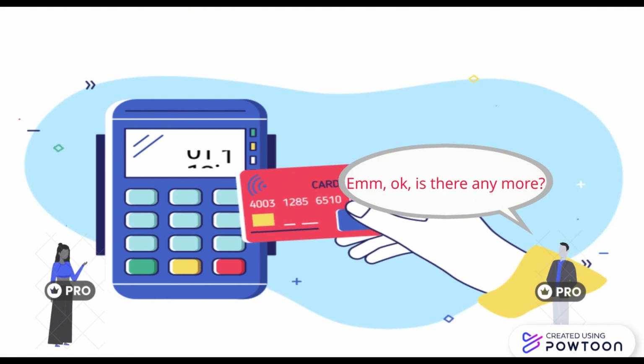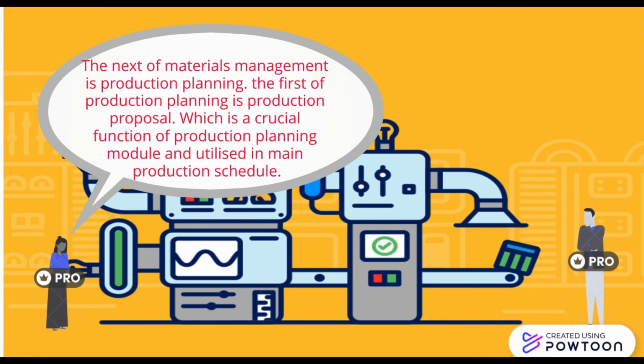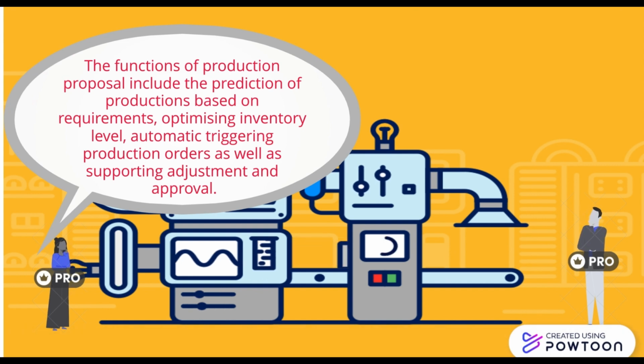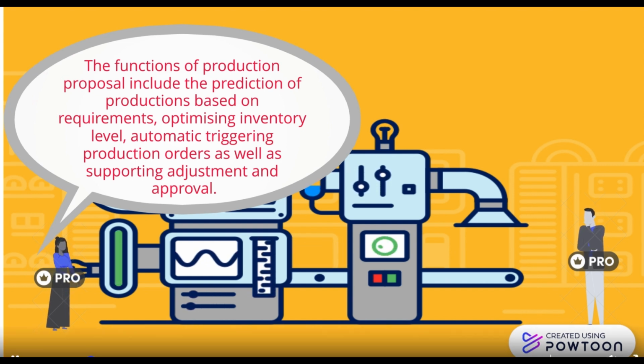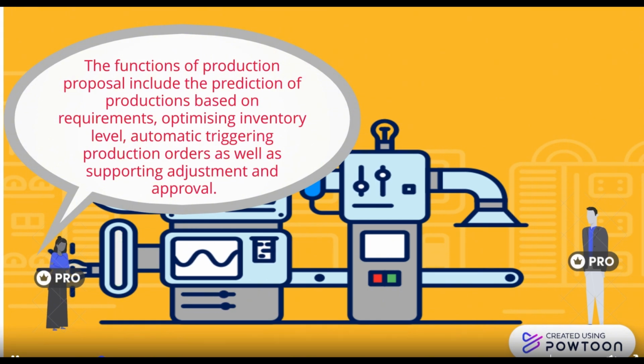Okay, is there any more? The next of materials management is production planning. The first of production planning is production proposal, which is a crucial function of the production planning module and is utilized in the main production schedule. The functions of production proposal include the prediction of production based on requirements, optimizing inventory level, automatic triggering of production orders as well as supporting adjustment and approval.